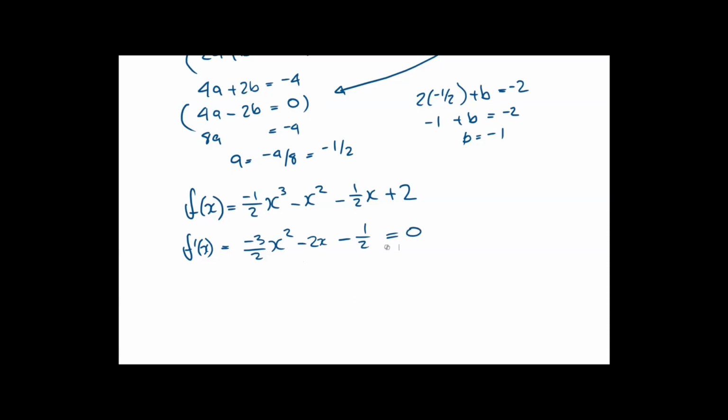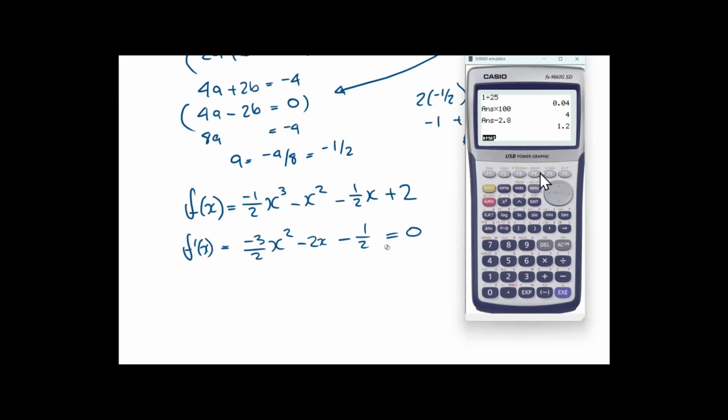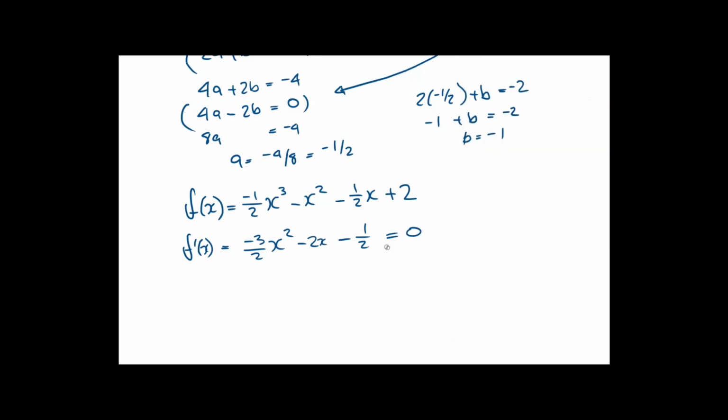Minus 3 over 2 x squared minus 2x minus a half. And I'm going to set that equal to 0 and solve. So that's kind of messy, so I'm going to use the calculator again. Again, I've done all the calculus, so I can jump on the calculator. I don't really want to be factorizing minus 3 over 2. Polynomial solver, degree 2, and this is minus 1.5, minus 3 over 2, minus 2, minus 0.5, and we get minus 1 over 3 and minus 1.